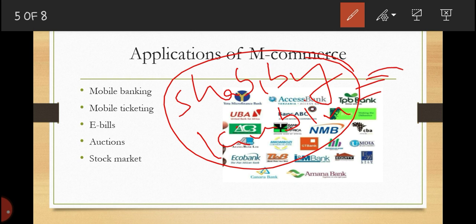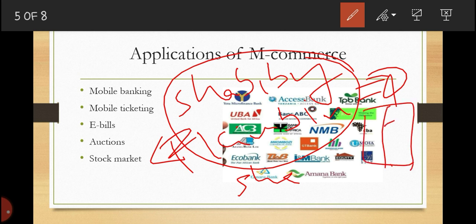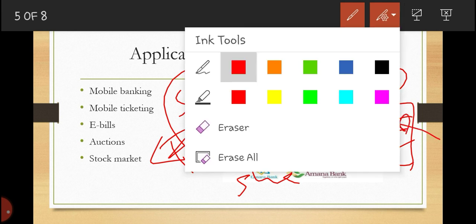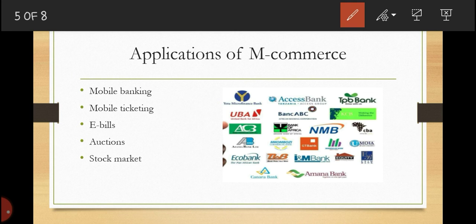Now you can book your ticket over the internet. What you have to do is visit their site. For example, for Shabibi, you can visit the shabibi.com website, and from there you can select your seat from the available seats, and after that it is followed by making payment. After you have done your payment, that is where you can download your ticket and travel. So that is another application of mobile commerce.